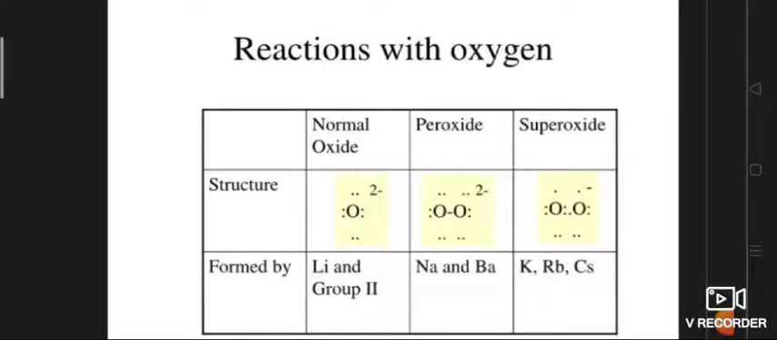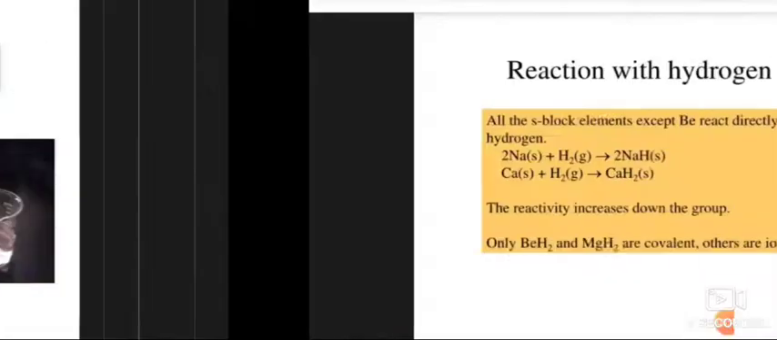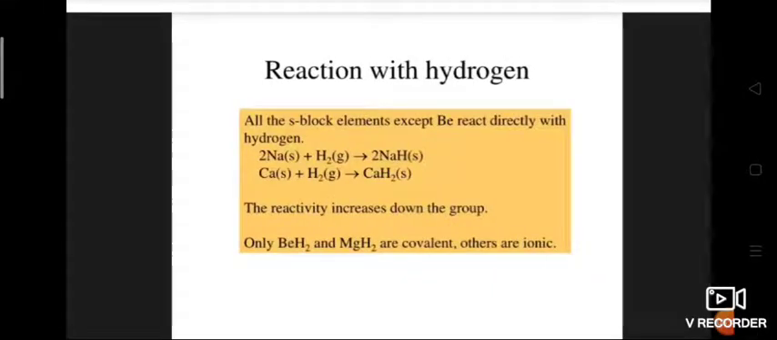Superoxide. Potassium, rubidium and cesium can give superoxide. The oxidation state of superoxide oxygen is -1. Reaction with water: it can react with water and produce hydroxide. Reaction with hydrogen: it produces hydride.